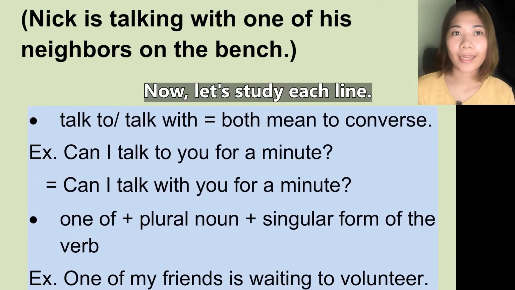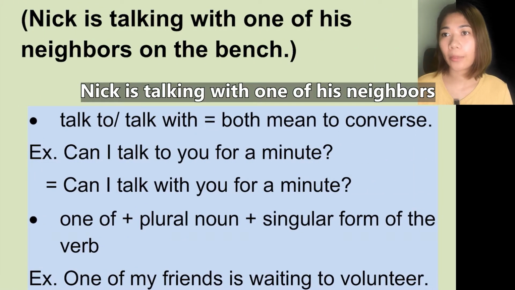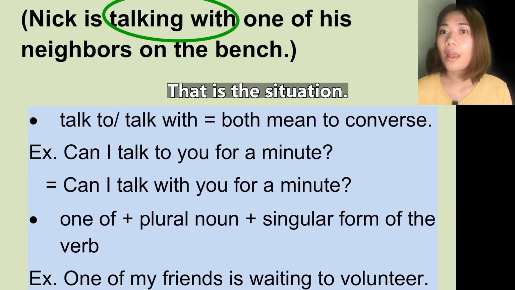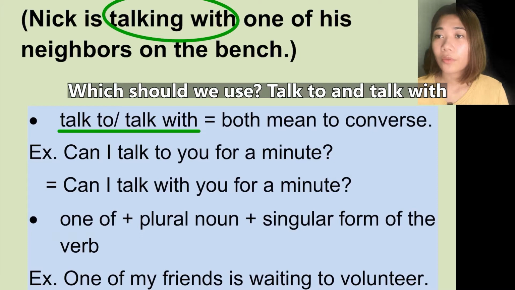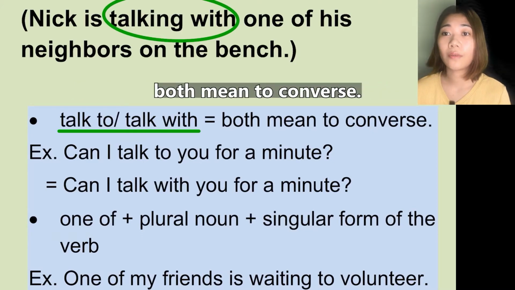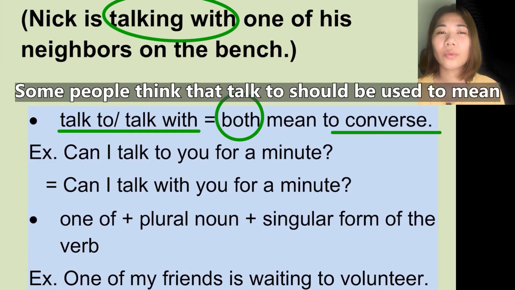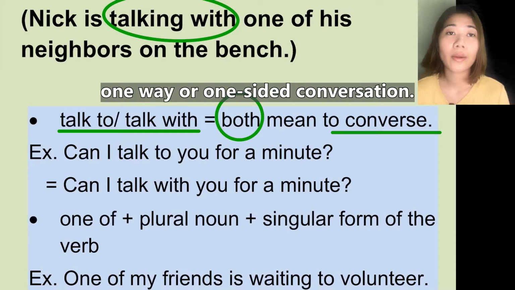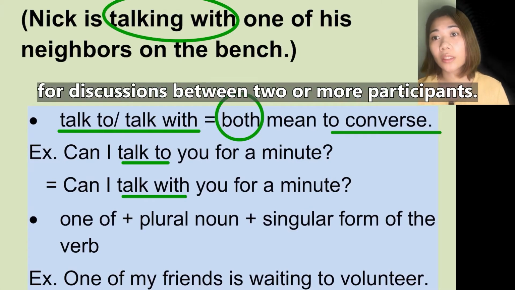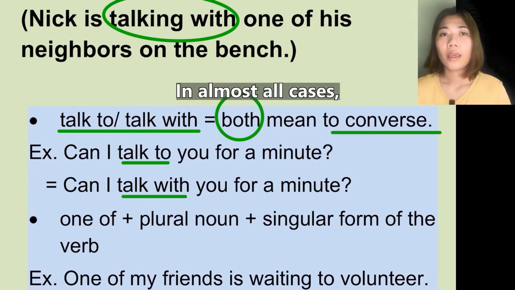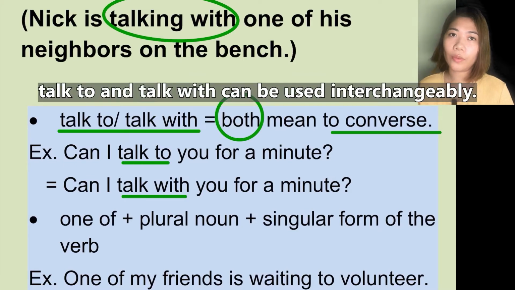Now let's study each line. Nick is talking with one of his neighbors on the bench. That is the situation. So let's look at talk to. What is the difference between talk to and talk with? Which should we use? Talk to and talk with both mean to converse. Some people think that talk to should be used to mean one-way or one-sided conversation. Some people also feel that talk with should be reserved for discussions between two or more participants. In almost all cases, talk to and talk with can be used interchangeably.